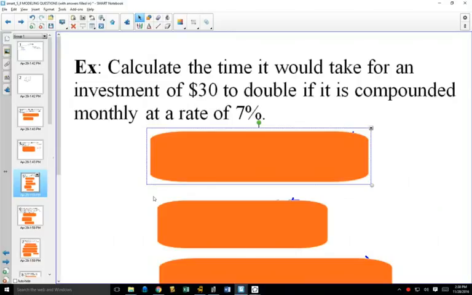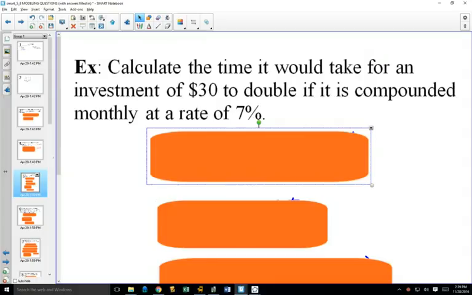The next ones we look at are these ones where it says calculate the time for a $30 investment to double if it's compounded at a monthly rate of 7%. Now, if you remember that day that we did the rule of 72 or the rule of 70, if we take 70 divided by 7, we get 10. And the rule of 70 or the rule of 72 is a way to estimate how long something's going to take to double. So we would estimate that it's going to take about 10 years.